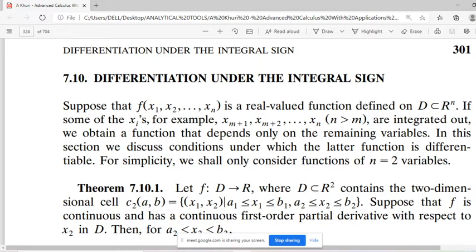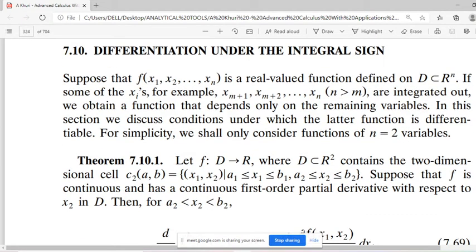So in this section we consider a multivariable function f of x1, x2, ..., xn, a real valued function defined on D, a subset of R^n. If some of the xi's, that means x(m+1), x(m+2), etc. up to xn, are integrated out, we obtain a function that depends only on the variables x1, x2, etc. up to xm, that means the remaining variables. So we have to understand how to integrate with respect to x(m+1), x(m+2), etc. up to xn when we have n number of variables. So that type of techniques are discussed here.